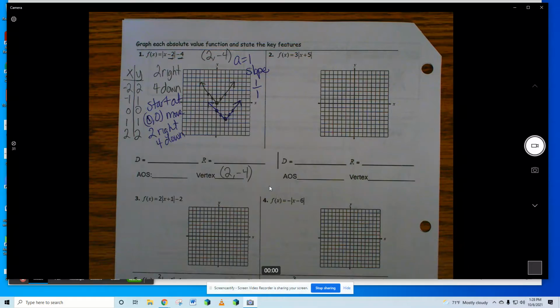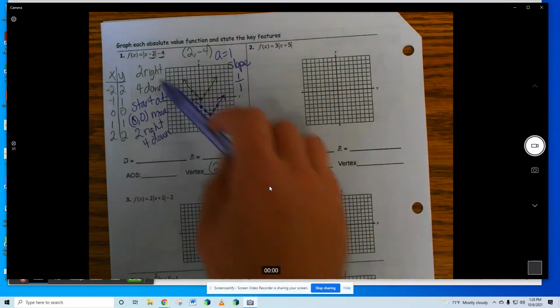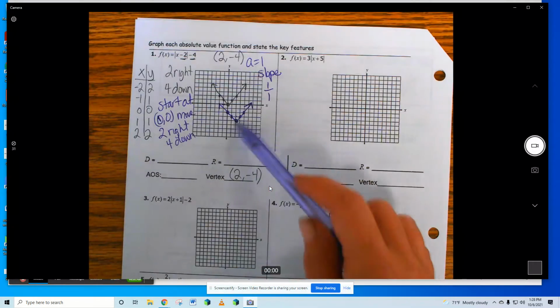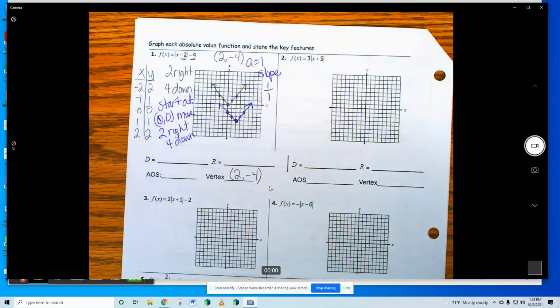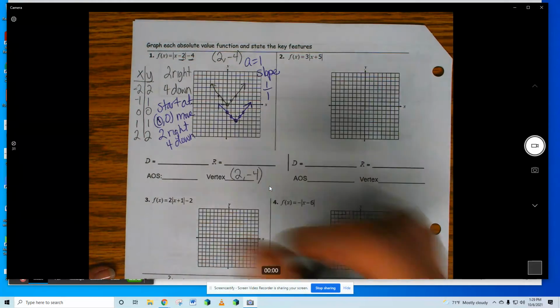What's my domain? From left to right, where does my graph appear? It goes forever left, negative infinity, forever right, positive infinity. All real numbers. I do negative infinity, comma, positive infinity.